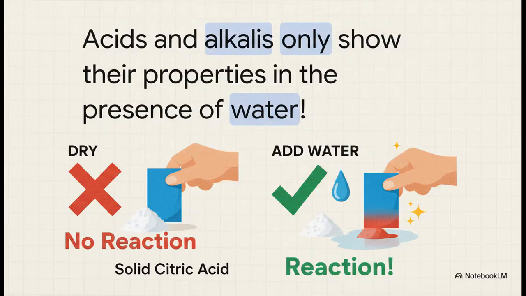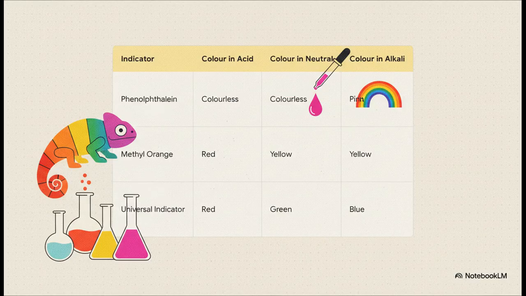Now listen up, because this is a super important point, and it's a classic exam trap. All those properties we just talked about, they only work when the acid or alkali is dissolved in water. Without water, they're kind of asleep. So if you take a piece of dry litmus paper and touch it to some solid citric acid powder, guess what happens? Absolutely nothing. You need water to wake them up and unlock their chemical properties. Don't forget that.